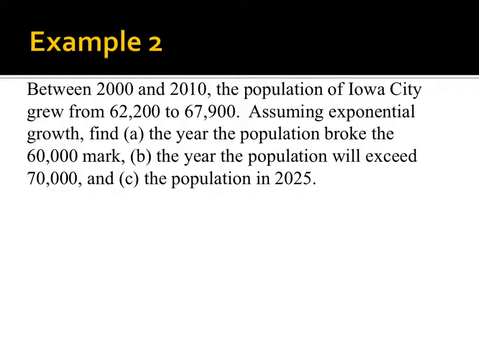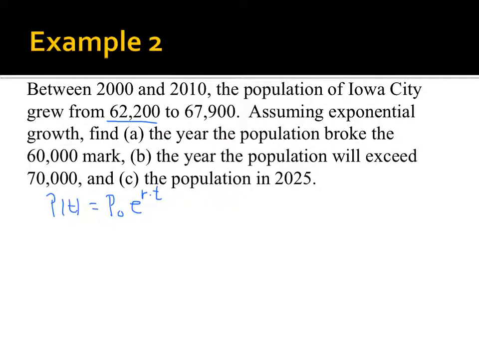So, first things first, the model. The model we know is we have this population. It's a function of time. We don't have to write this, but it is a function of time. There will be an initial population, which we actually know, 62,200. And that'll be e to the r times t, where r is the growth rate and t would be the time, and the time will be in years.